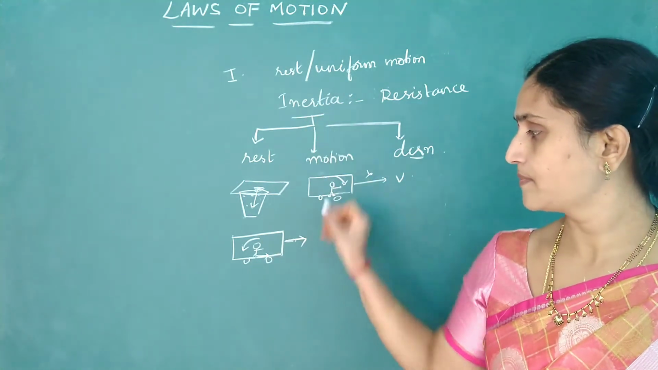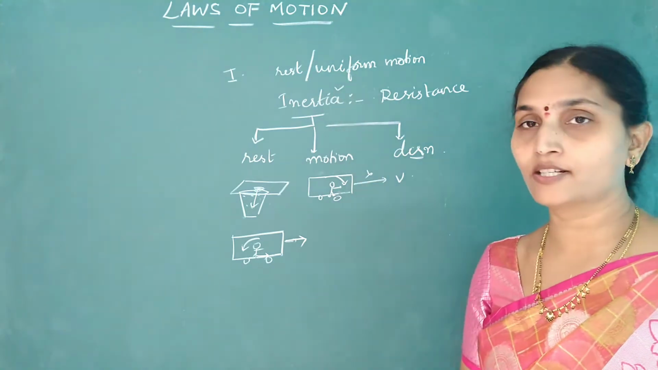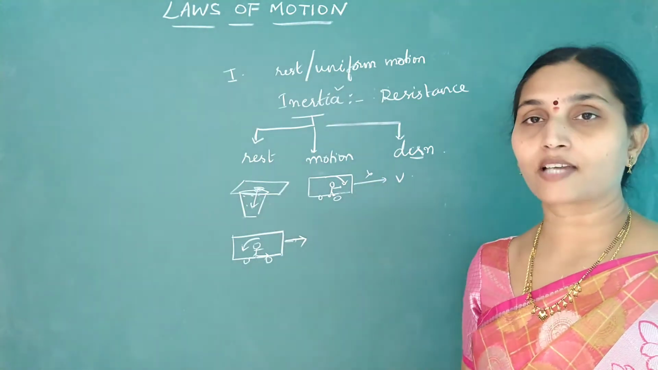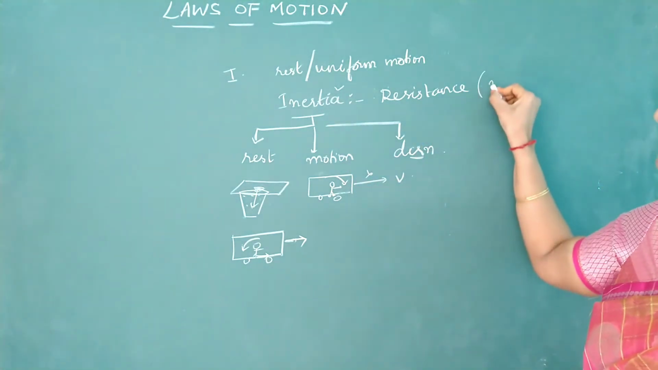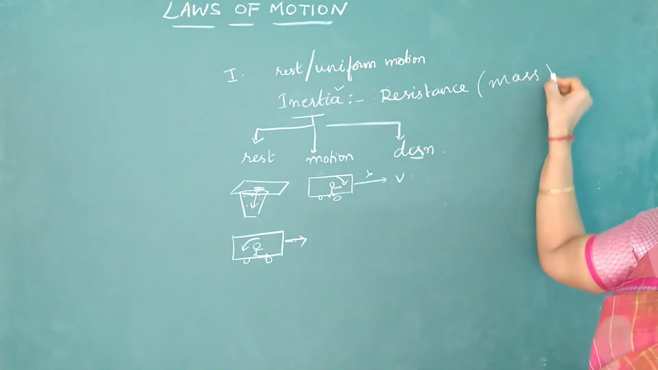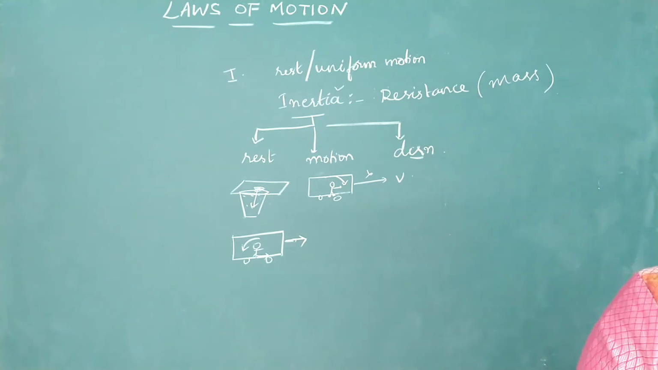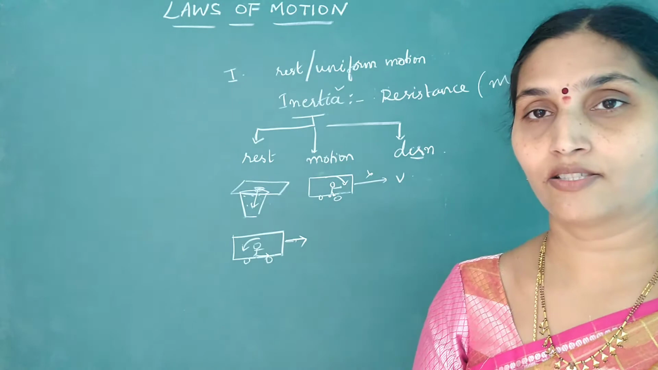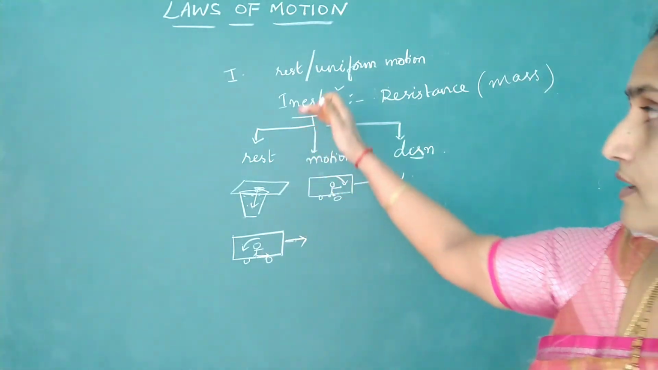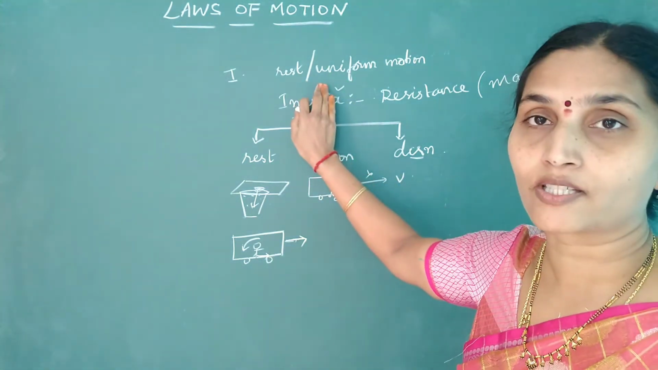So the first law tells you about inertia, and these are the various types of inertia. And what is the measure of inertia? Mass is the measure of inertia. More mass, more is the inertia for the body. Lesser mass, less is the inertia. So this is all about the significance of the first law.